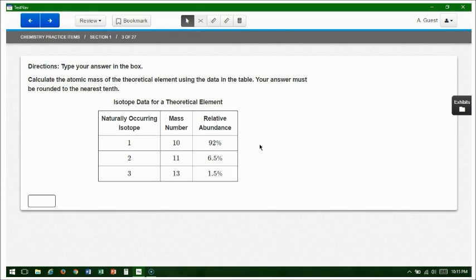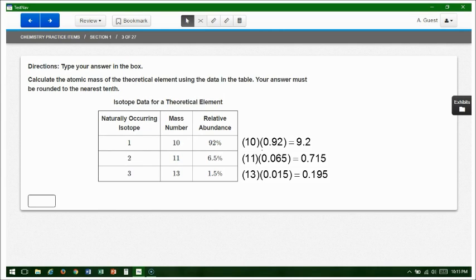So for the mass number of 10, that has a relative abundance of 92%. So the math we're doing is 10 times 0.92, which is 92% as a decimal. And we get 9.2. And then we keep going for mass number 11 and mass number 13. So for the mass number 11, it's going to be multiplied by 0.065. That's 6.5% as a decimal. And we get 0.715. And then for mass number 13, we multiply by 0.015. And we get 0.195.